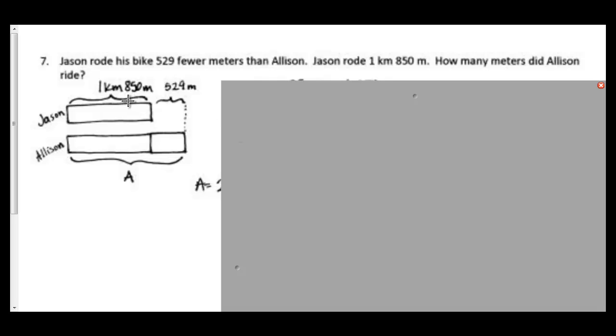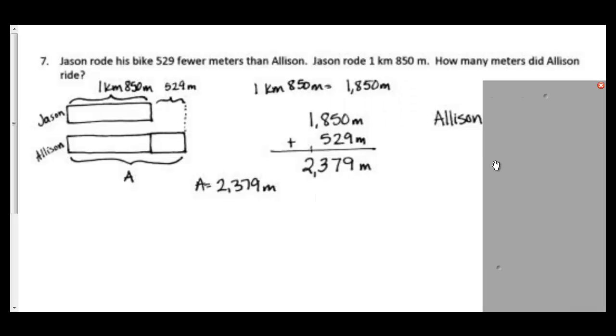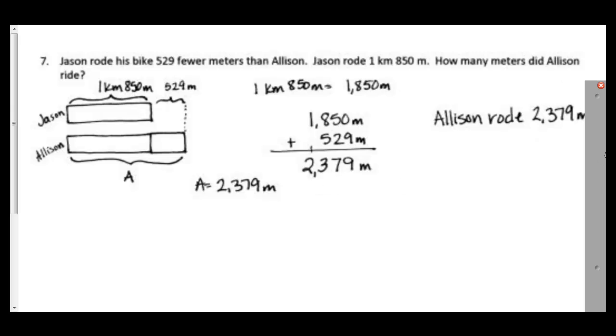All right, so it looks like if I need to know what this bar is and this bar is, if I put these two numbers together, I will find out how far Allison rode. And that's exactly what I did. The first thing I did was I went ahead and changed 1 kilometer, 850 meters to 1,850 meters. Then I added my 529 meters, and that gave me 2,379 meters.